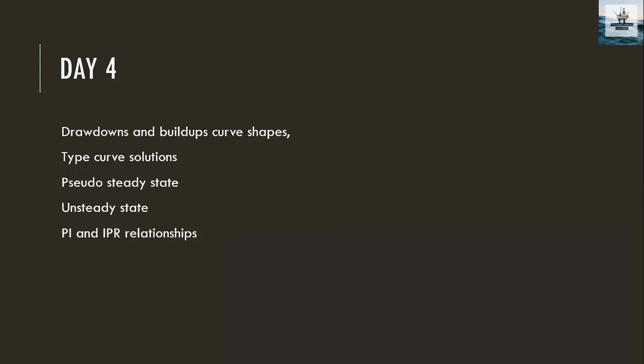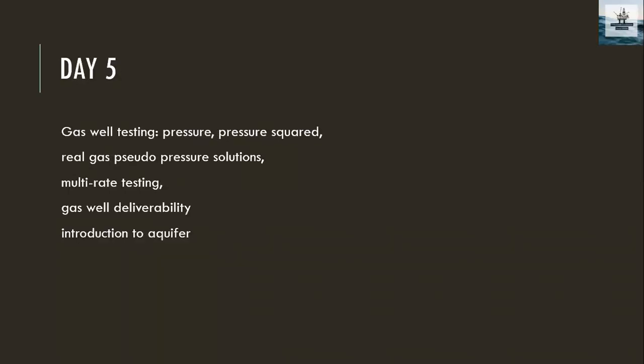Then comes PI, which represents productivity index, and inflow performance relationships. The productivity index will help us understand the production capacity of a well, and the inflow performance relationship, like well testing, will also help you interpret how the well started to produce. Whether there was any water encroachment or any disturbance around the well can be understood from the IPR curve.